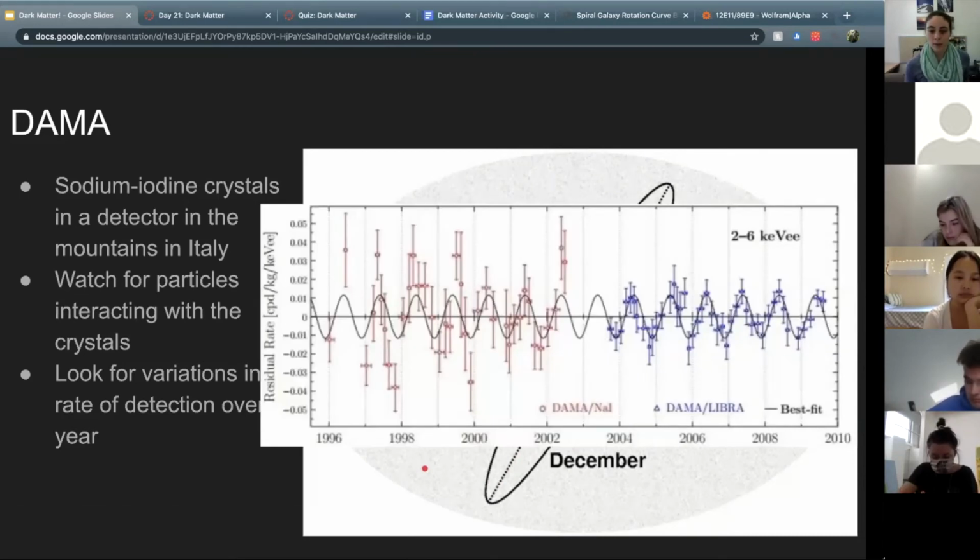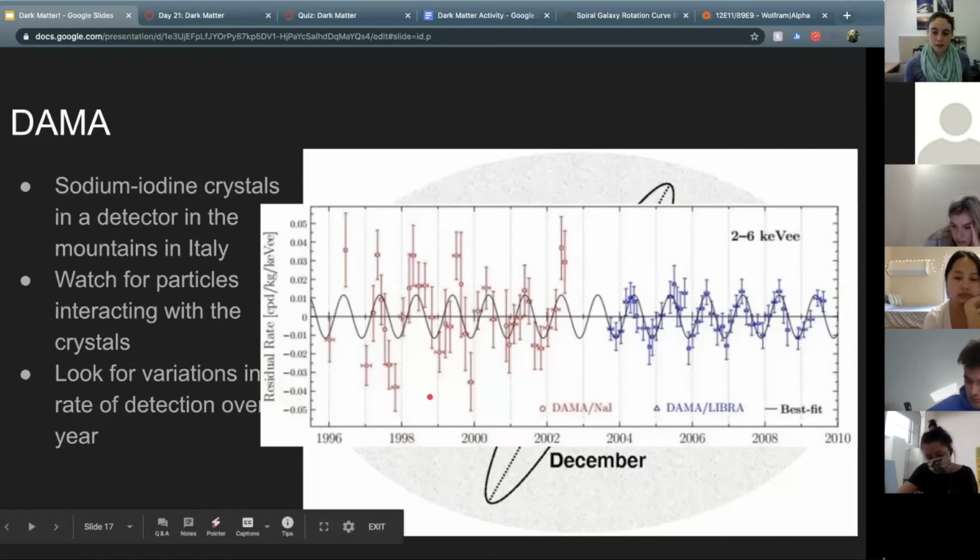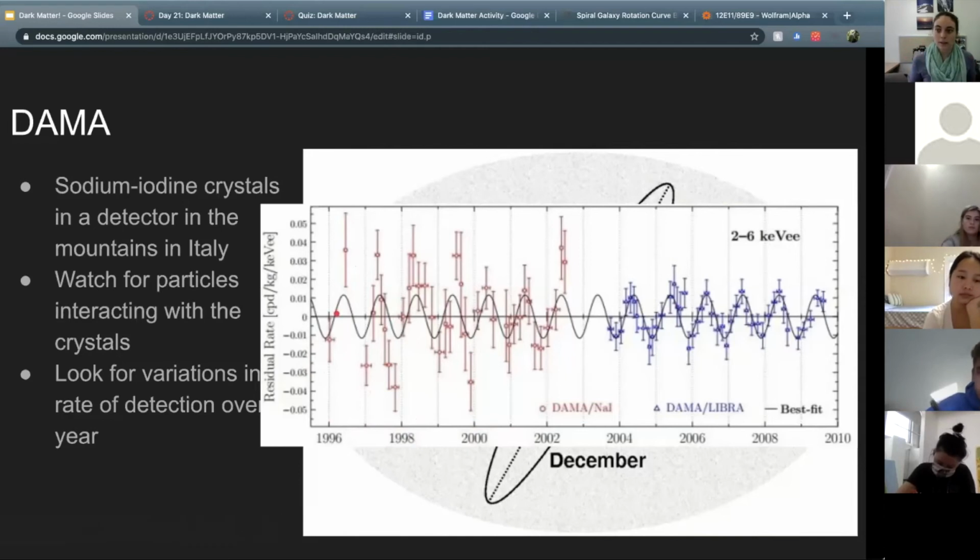So this is the DAMA and updated LIBRA data, where they're plotting the number of detections versus time. So how often is their detector pinging and saying we moved through something versus time? And what we can see, especially in this update, when they changed from DAMA/NaI to DAMA/LIBRA, there is this nice 6-month variation where their detections do seem to cycle over a 6-month period, which is what we would expect for this WIMP wind.